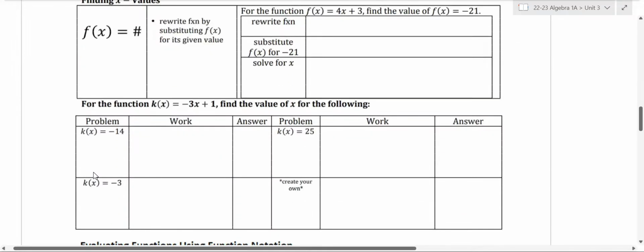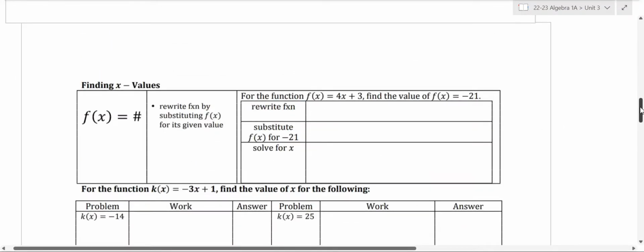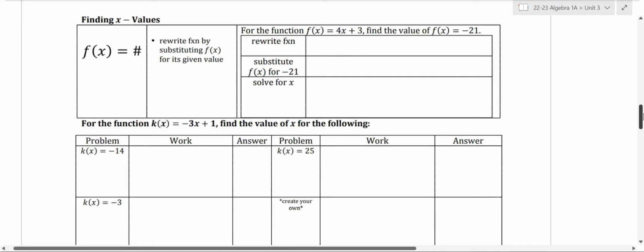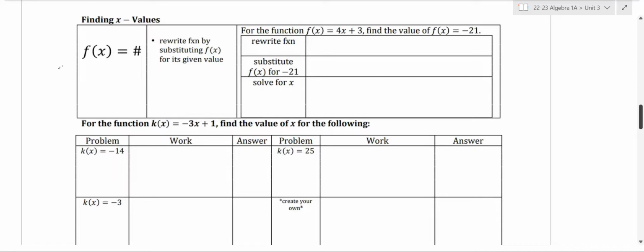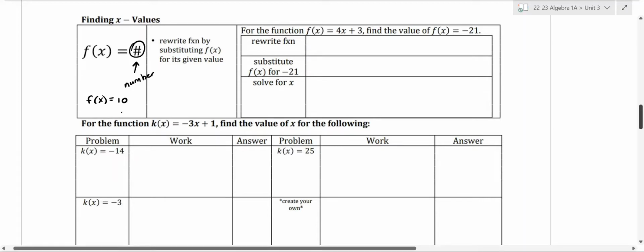Right? All right, so the second part is, what if you're given that the function equals a value and they're asking you to go back and find what was that x value? So this is going to be the number, okay? So what I'm talking about is something like this. F of x equals 10. So what do we do with the 10? So we're going to rewrite the function by substituting f of x for the given value. That means that if it equals 10, we're going to set the function equal to 10.